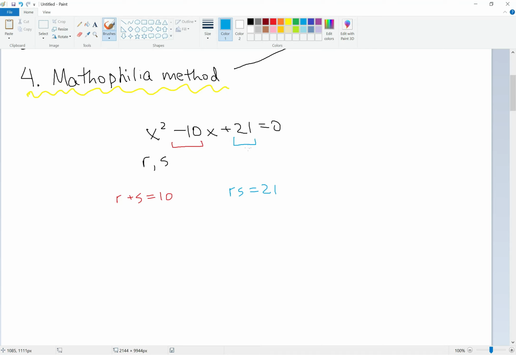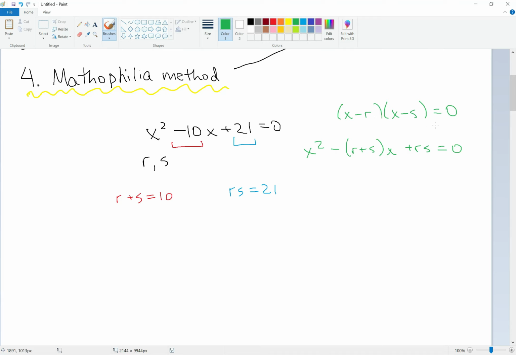And this is because the constant term is 21, and we know that the product of the roots is equal to the constant term. And if you don't know this as a fact already, then we can prove it pretty quickly. Let's say that we have a quadratic with the roots r and s, so we can write this quadratic as (x minus r) times (x minus s) equals 0. And when we multiply this out, we get x squared minus (r plus s) times x plus rs equals 0. And note that this is a positive rs because we have negative r times negative s and the negatives cancel each other out.